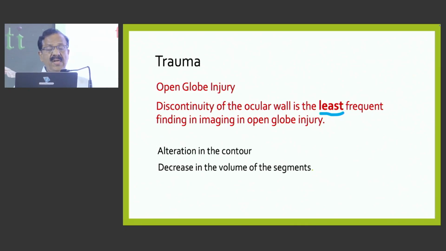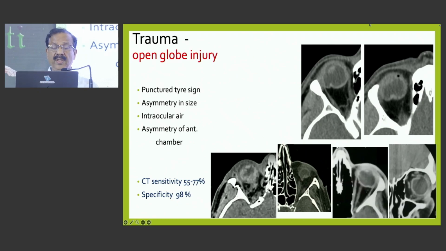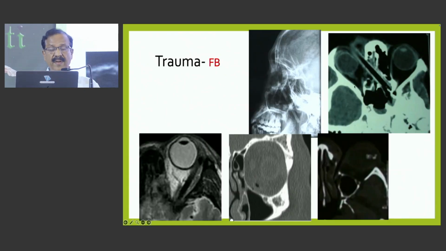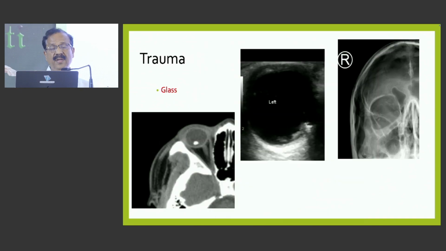Open globe injury. Discontinuity of the ocular wall is the least frequent sign of open globe injury. Punctured tear sign or asymmetry in size of the two globes, intraocular air and asymmetry of the anterior chamber can be seen. And foreign body, it's very difficult to identify in imaging. Of organic foreign bodies, only 50% can be seen in imaging. Glass pieces can be seen hyperdense in CT and hyperechoic in ultrasound.